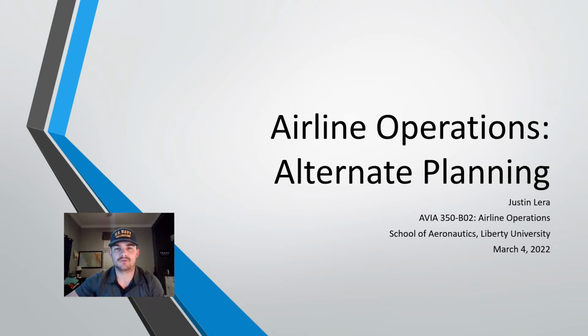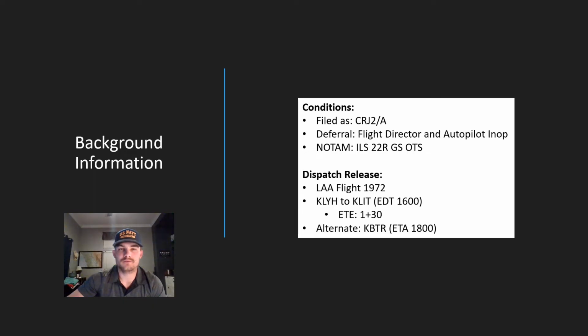This is my capstone project for Aviation 350 at Liberty University. In this scenario, we are a CRJ 200/Alpha with an inoperative autopilot. It is important to note that we are not GPS equipped and the ILS 22 right is known to be out of service. We are planning to fly from Lynchburg to Little Rock and are determining whether or not our alternate, Baton Rouge, is legal. If we were to use it, our estimated time of arrival at Baton Rouge would be 1800 Zulu.